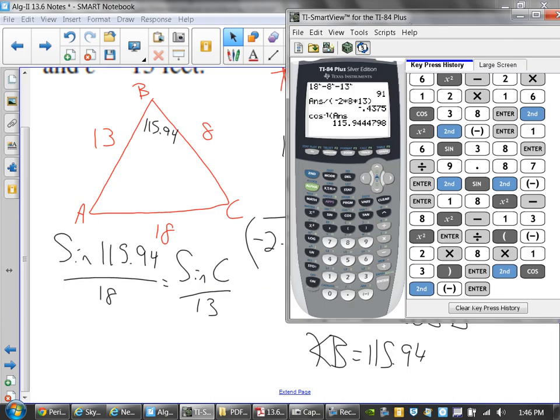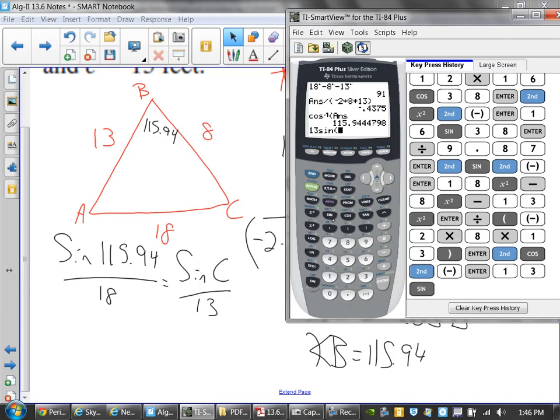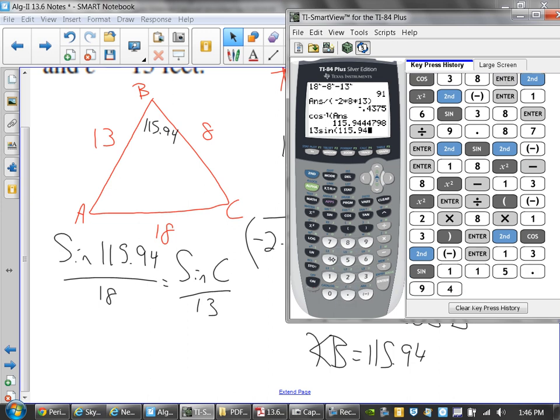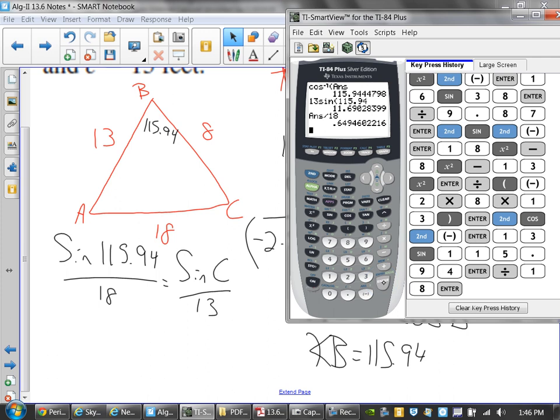And I think you guys did this last year, right? We did the law of sines last year. We didn't do law of cosines. Cross multiplying. We just said.